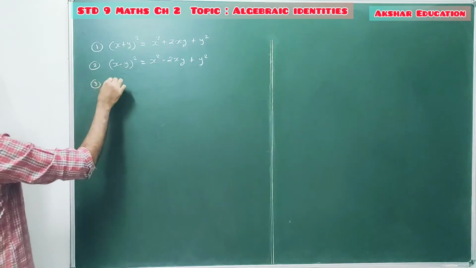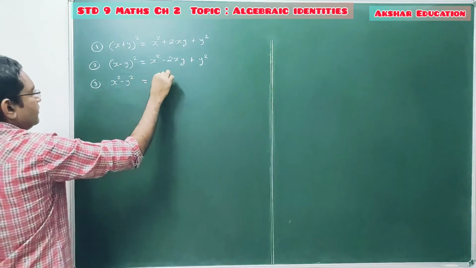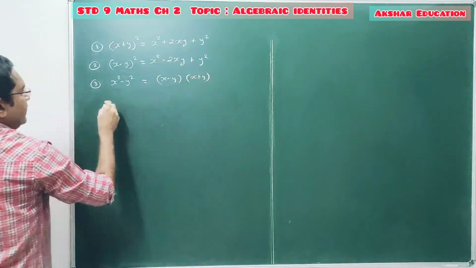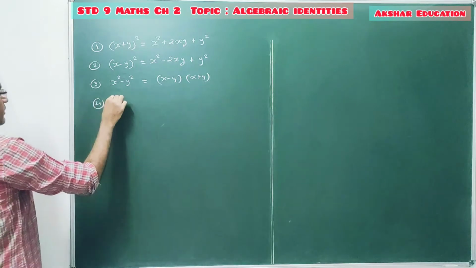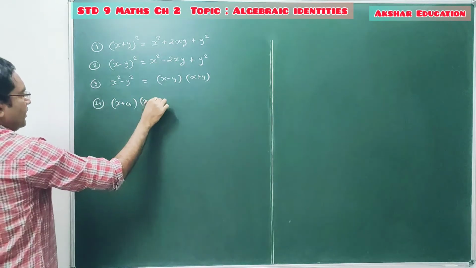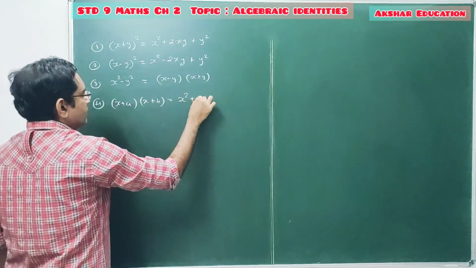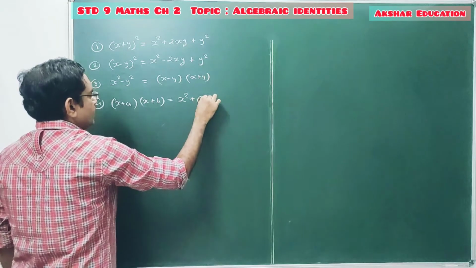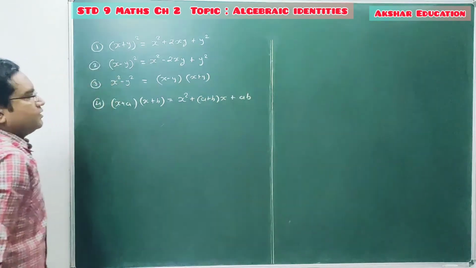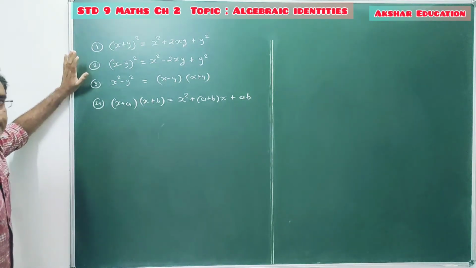Third identity was x square minus y square is nothing but x minus y into x plus y, and the fourth identity is x plus a into x plus b, that is equal to x square plus a plus b into x plus ab. These are the 4 identities that we have discussed in our standard 8.